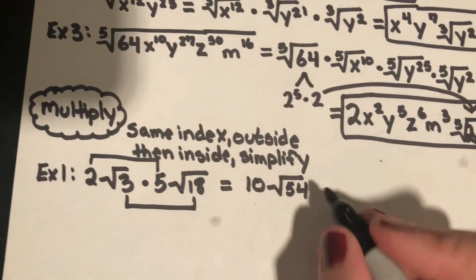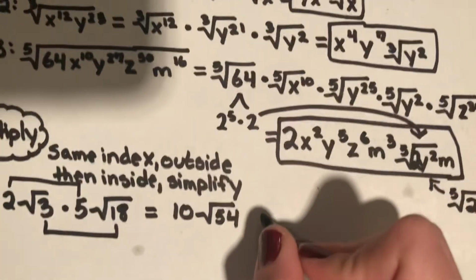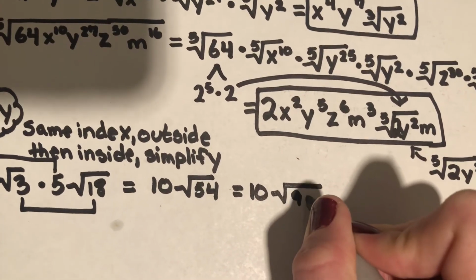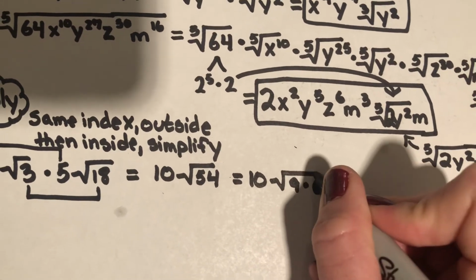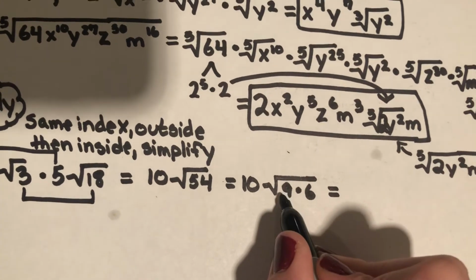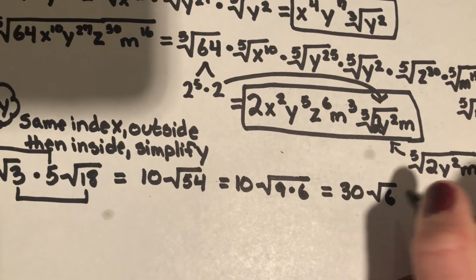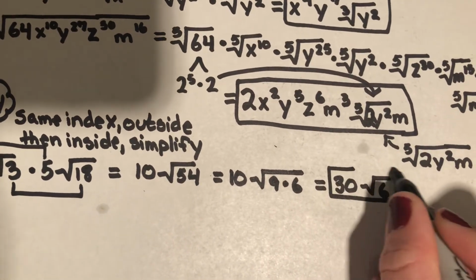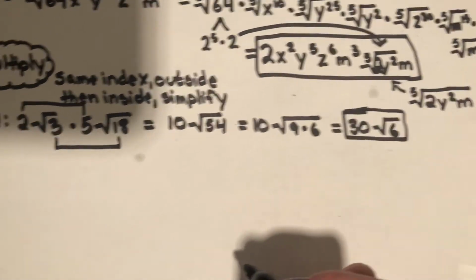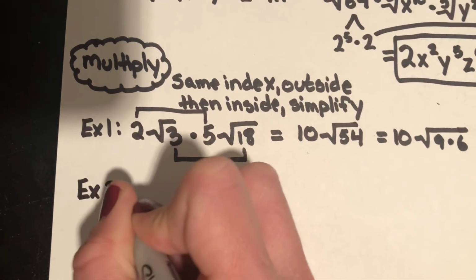54. We need to now simplify the inside. Well, 54 can be broken apart into root 9 times 6. And we know that root 9 is 3, and 10 times 3 is 30. And so 30 root 6 is our most simplified answer. All right, let's go to example 2.